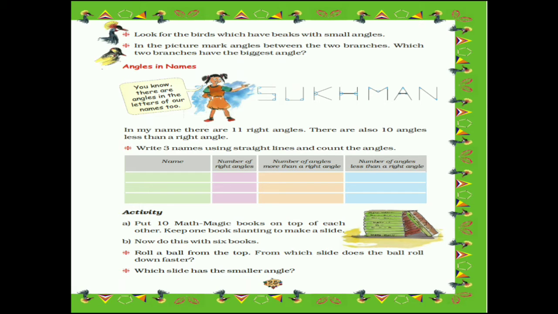Now let's see ahead. Write 3 names using straight lines and count their angles. Now what you have to do? You have to write 3 names, and then count the angles made by them. Now in the column of name, in the first row, we have to write the name. For example, I take the name of Meera. I take the example of Meera. So write.